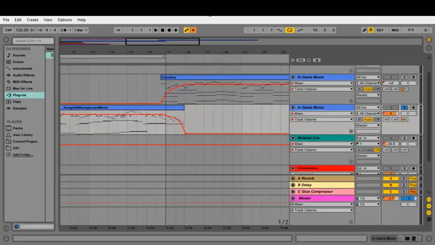So I used horizontal resequencing in Ableton to use these two tracks in the background. First, I am going to play this song, then it will change over to this song over here.